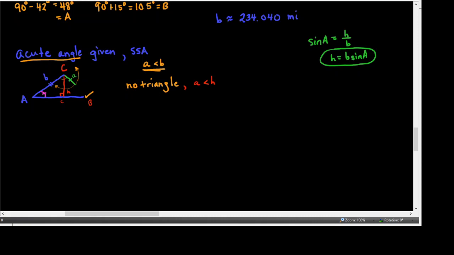Okay? That's important. Okay, well, let's talk about another case. What if we're given the same kind of information? This is angle A. This is side B. This is side A.